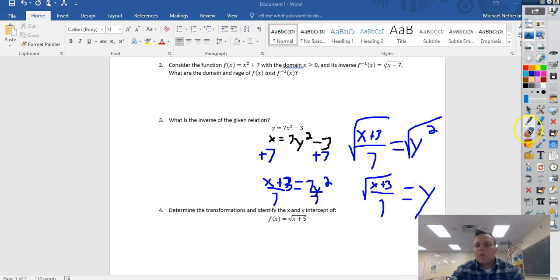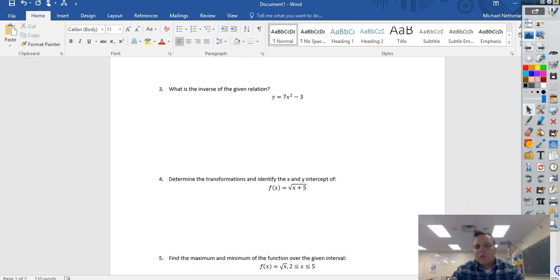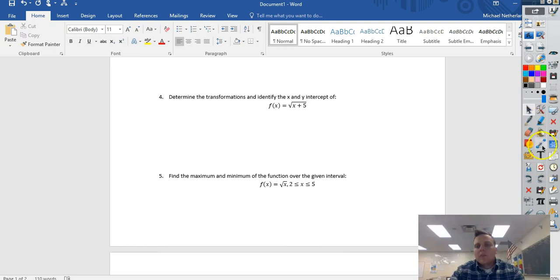Alright, problem 4 says, determine the transformations and identify the x and y intercept of f of x is equal to the square root of x plus 5. To determine the transformations, that should be pretty easy. That's clearly left 5. If there's a plus 5 underneath the square root sign, that plus means left, and the 5 tells me how many. So it's simply left 5.